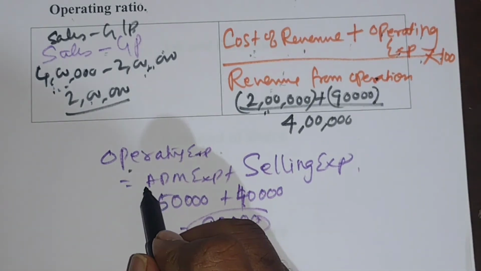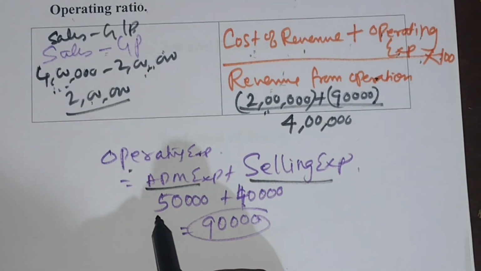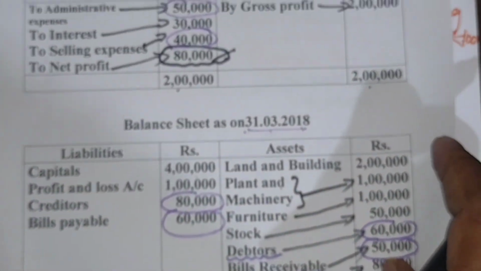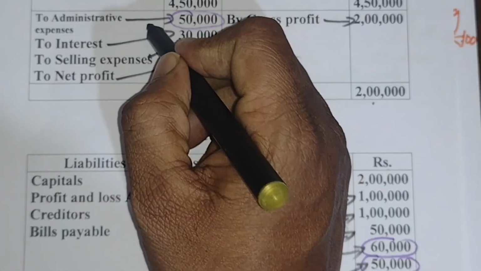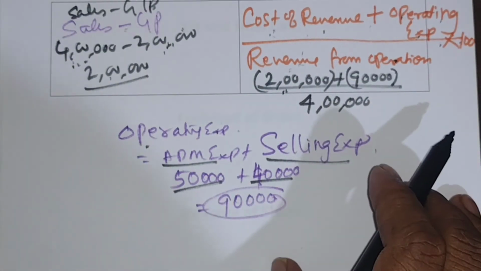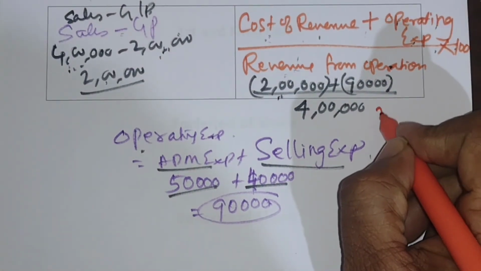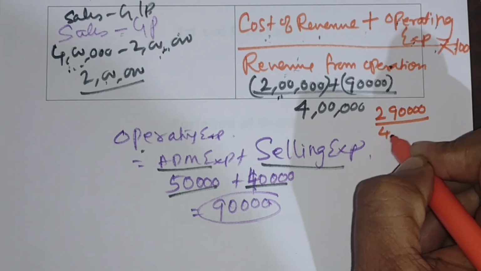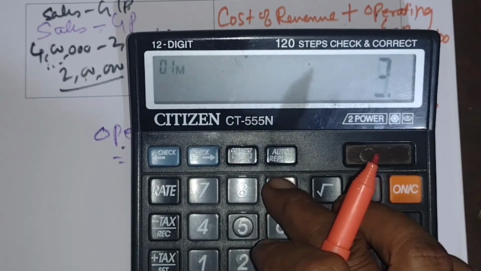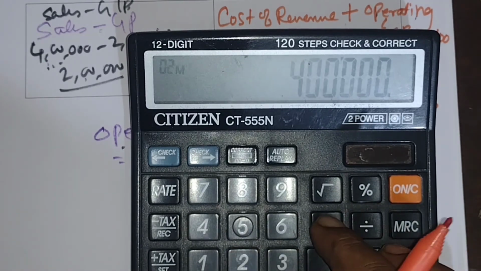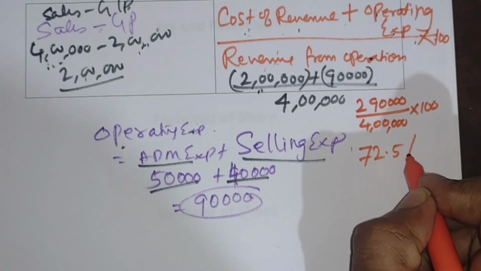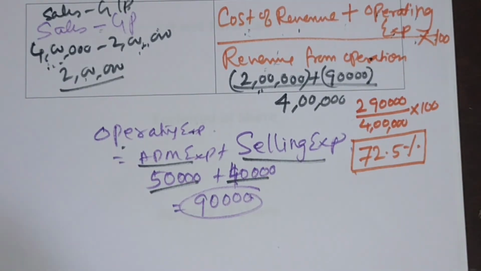What are the operating expenses? Administrative expenses plus selling expenses. The administrative expenses given in your problem is 50,000 and selling expenses given in your problem is 40,000. You can see here. So 50 plus 40 is 90,000. Therefore, overall we have 2,90,000 divided by 4 lakhs into 100, which is equal to 72.5%. That's it about this problem. Thank you very much.